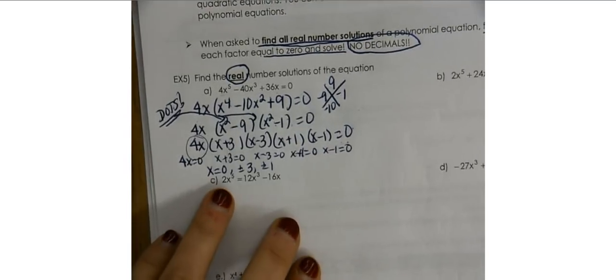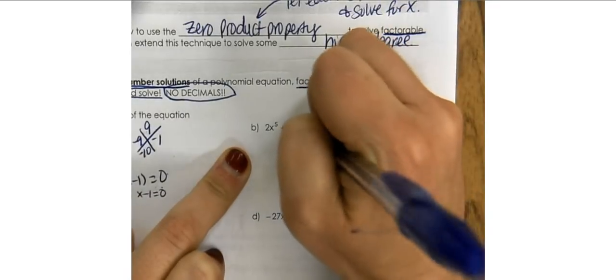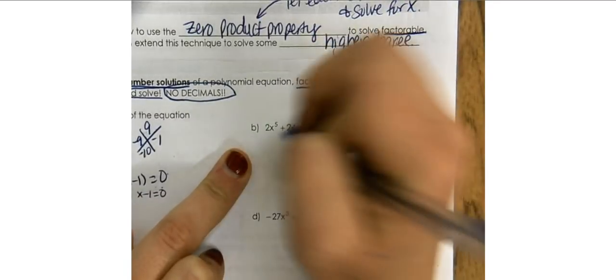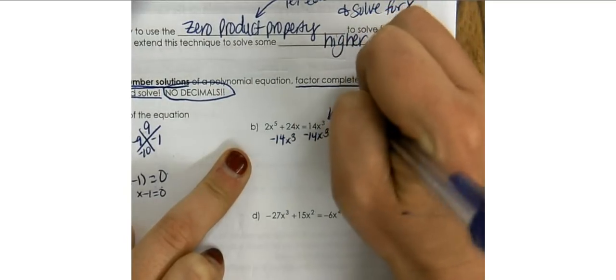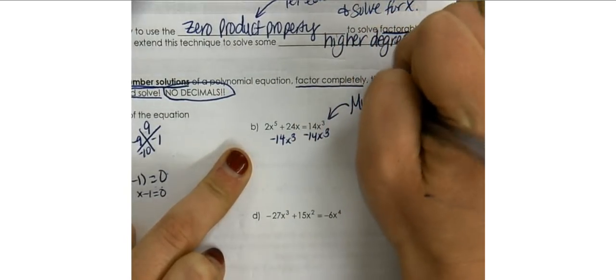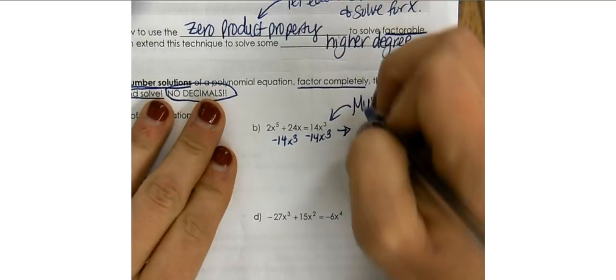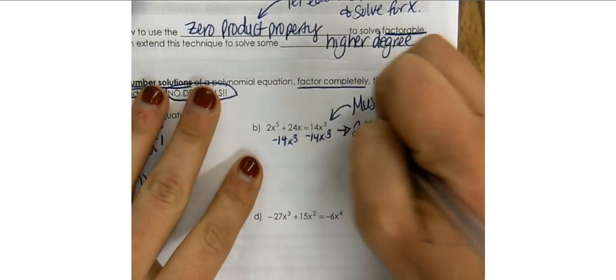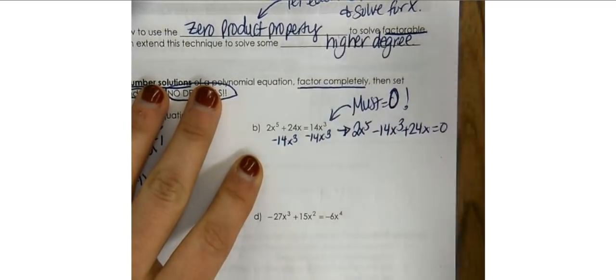All right, so now let's go ahead and look at letter B. Letter B, we have a problem. This is not equal to 0. We need it to equal 0. So the first thing I'm going to do is subtract 14x cubed to the other side because it must equal 0 for these types of problems. So all of these polynomial equations have to equal 0. So my answer, we end up with 2x to the 5th power minus 14x cubed plus 24x equals 0.